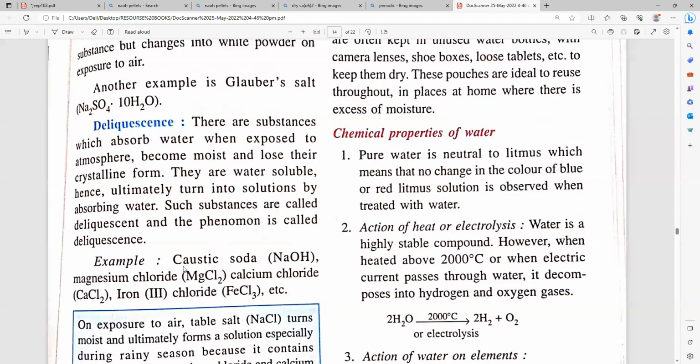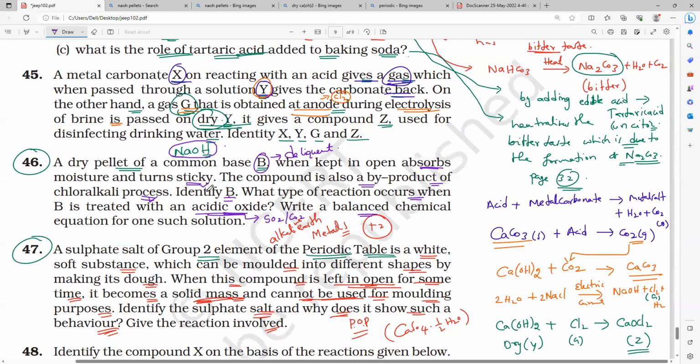So what is the example? The first example for deliquescence is caustic soda, sodium hydroxide. Caustic soda is another name for sodium hydroxide. Am I right or wrong, everybody? Yes. So the compound is deliquescent in nature. It absorbs moisture and changes from solid state, because a pellet is a solid, into what state? Liquid state. Clear, all of you?